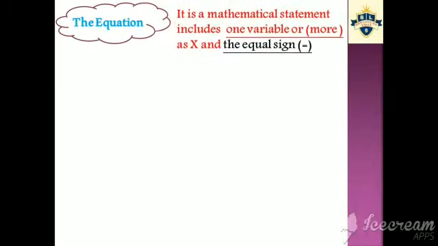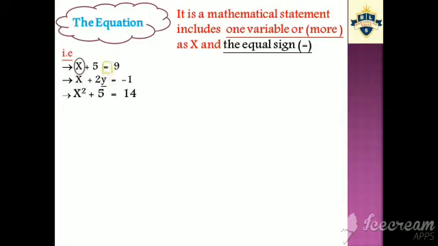The equation is a mathematical statement that includes one variable or more, such as x, and the equal sign. So the equation has one variable or more and the equal sign. For example, if we have x plus 5 equal 9, what is this? Equation or not equation? Yes, this is an equation. Why? Because we have a variable x and the sign of equal.